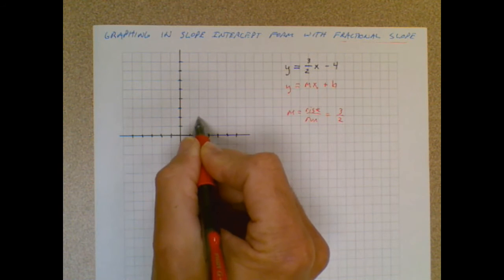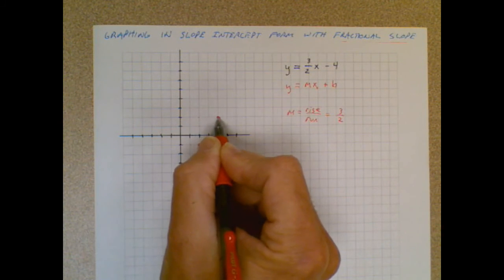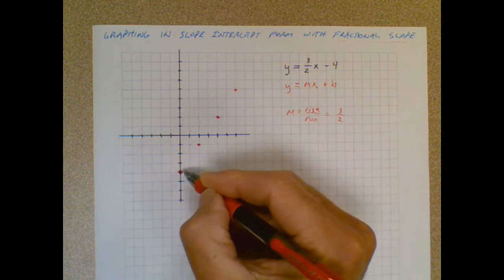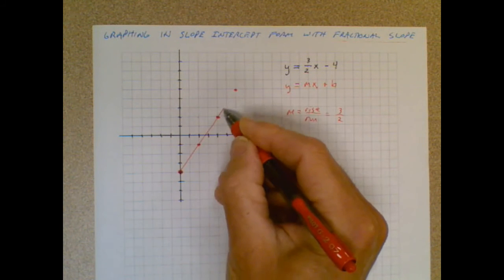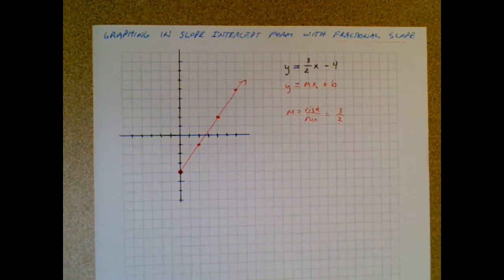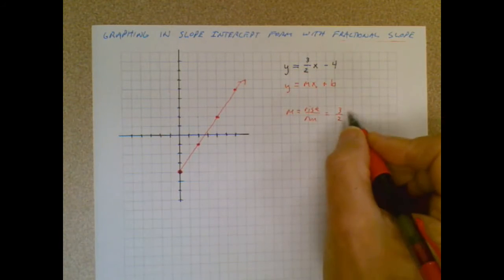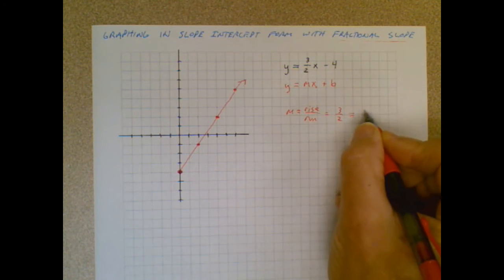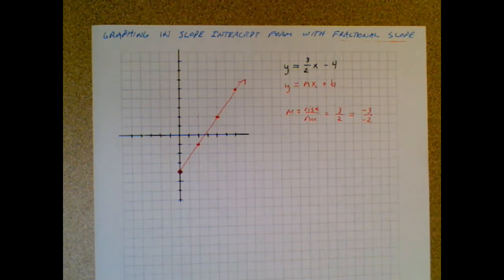Up 3, over 2. And you see the line, but I'm going to add one thing to that. What if I was crazy? What if I said 3 over 2, but I did it by -3 divided by -2 over -2?